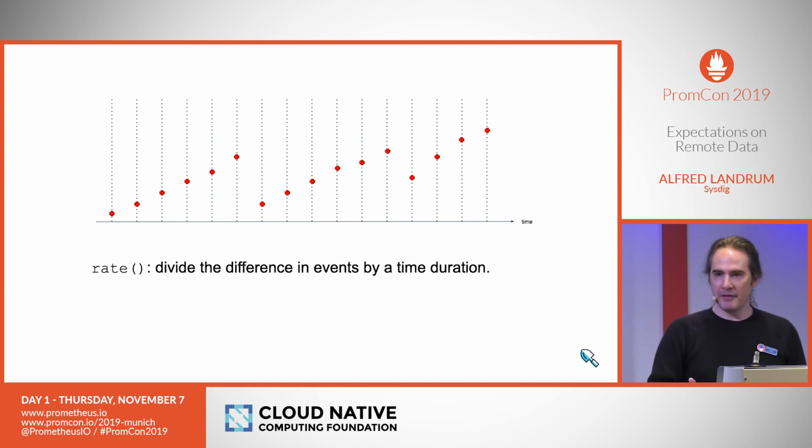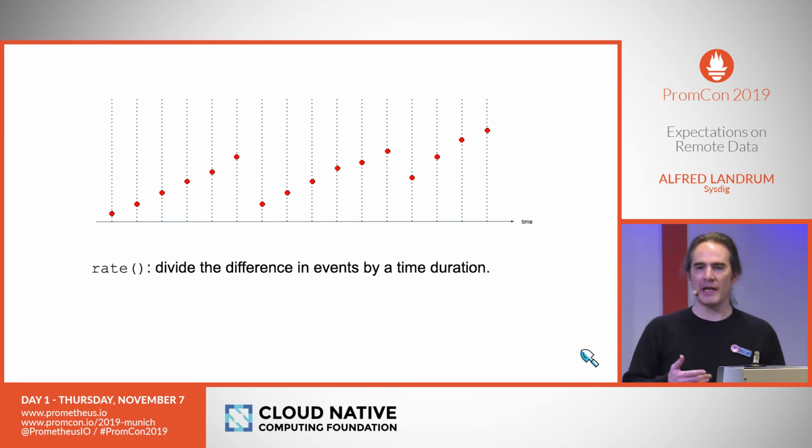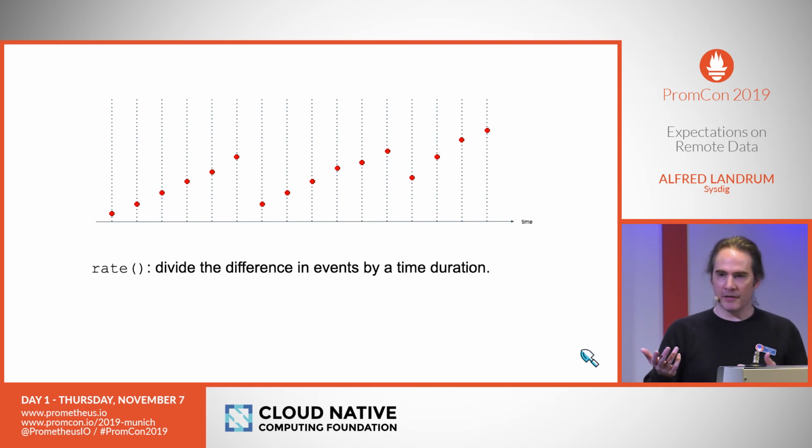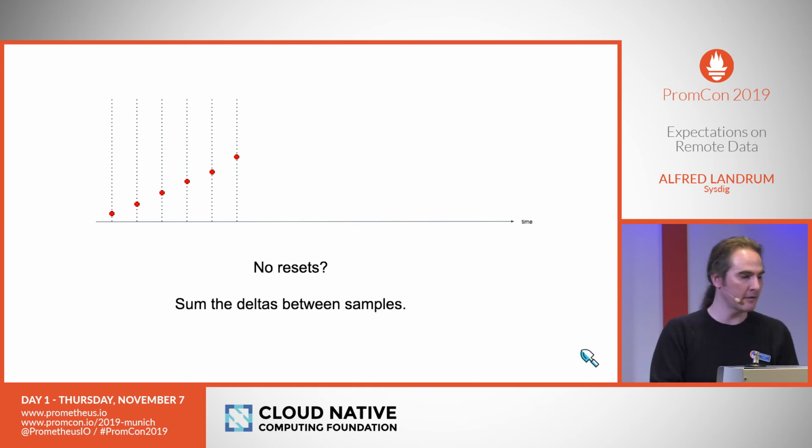The rate function in PromQL is the most common usage that you talk about for counters, and rate divides the change in the number of events by the change in time over some interval. Since getting the difference in time is pretty straightforward, the tricky bit is finding the difference in the number of events. So how does rate calculate the difference in events?